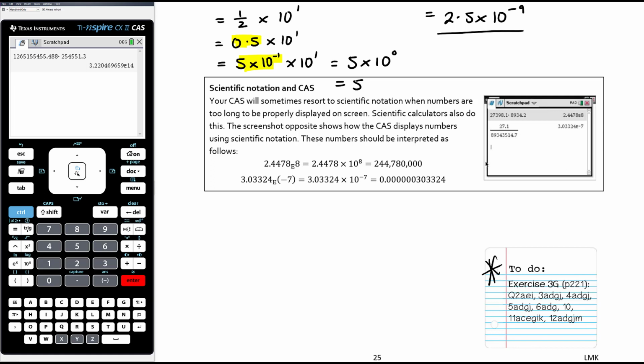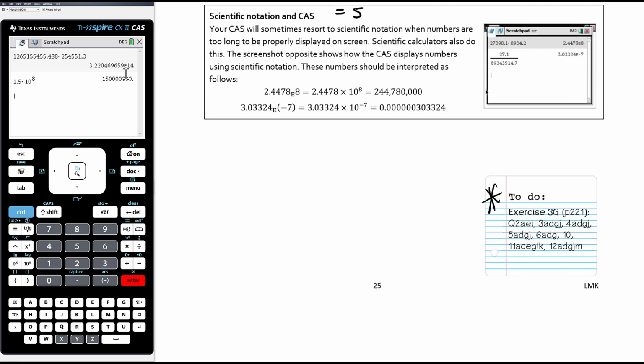There's no need to, if you want to type in a number in scientific notation, you just type in 1.5 times 10 to the power of 8, whatever it might be. But if you see that little e in your CAS, and as I said, it comes up reasonably frequently on the graphing screen, just be aware that's just indicating that your number is either quite large or if you had a negative. So this one, for example, is 3.03324 times 10 to the negative 7, so that's a really small number. It's just a shorthand way to represent those really big numbers. Okay, so practice today in exercise 3G.